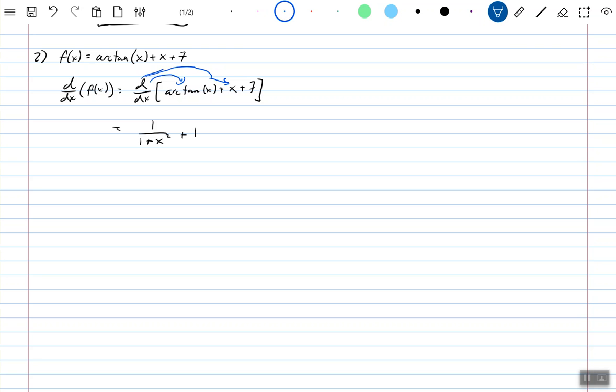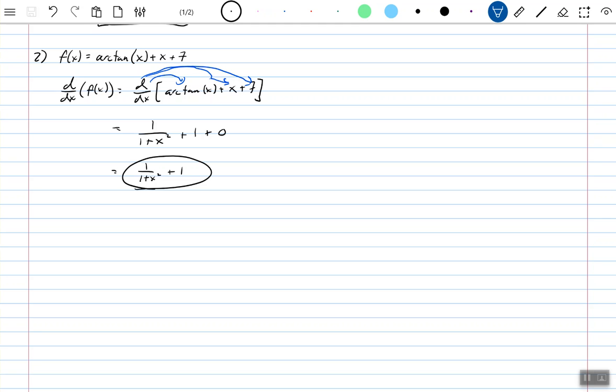And then finally, we pass this derivative to the 7. What's the derivative of 7? What's the derivative of a constant? So that is just equal to 0. So our derivative is 1 over 1 plus x squared, plus 1. We just recognize the derivative of x, the derivative of a constant, and the derivative of arctan of x. And then we use the linearity of the derivative to take this derivative term by term. All right? So nothing too complicated about this one except remembering what the derivative of arctan is.